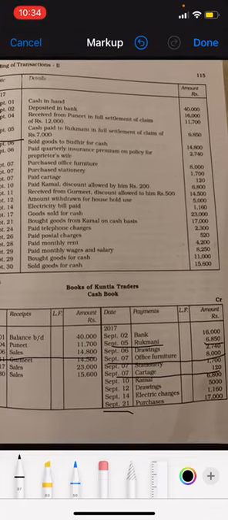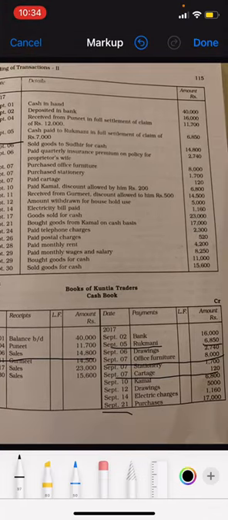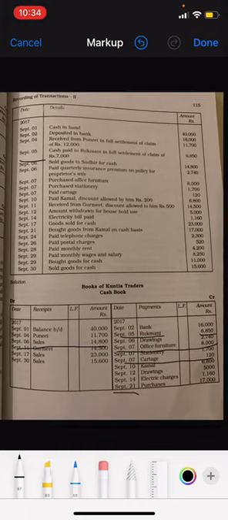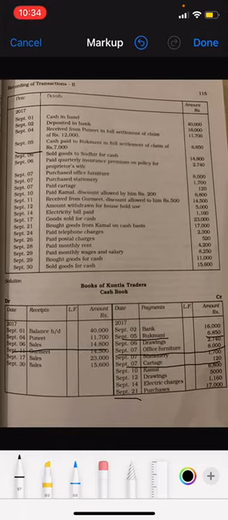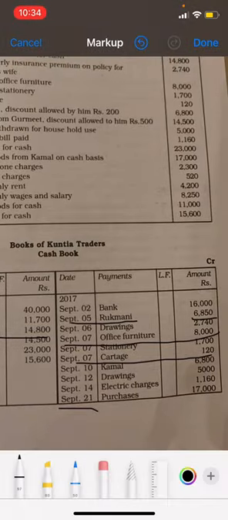Okay, next is paid Kamal, discount allowed by him rupees 200. Okay, you paid Kamal, and he gave you a discount of rupees 200. Now what is the amount that is paid to Kamal? 6,800. So Kamal's account debited to cash account is the journal entry. So cash account is credited. So on the credit side of cash account, September 10, Kamal's account 6,800. I hope this much is clear.